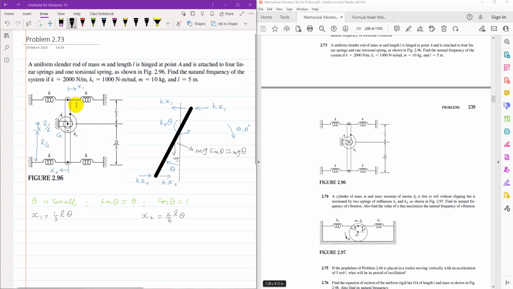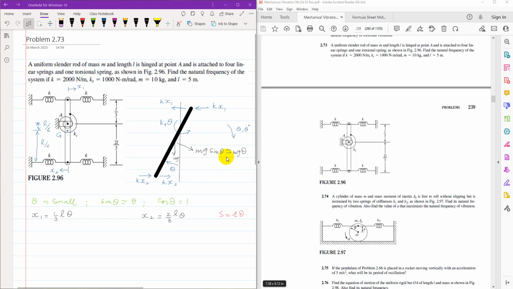Now x1 is equal to, using the s equals r theta relationship, s equal to r theta, so x1 will be a third L, that is the radius of rotation of the top, into theta, and for the lower end, its linear displacement is x2, which is 2L over 3 into theta.